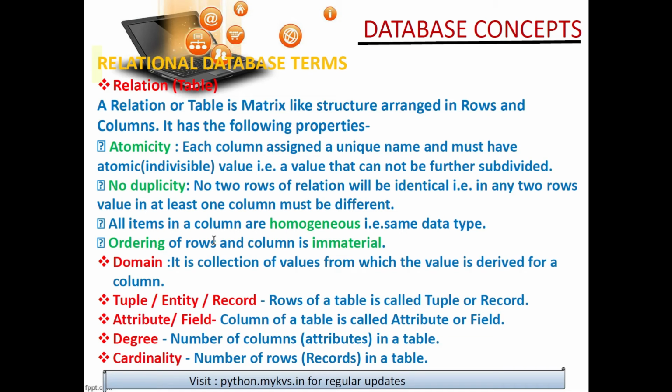No duplicity. No two rows of the relation will be identical, that is, in any two rows the value in at least one column must be different.